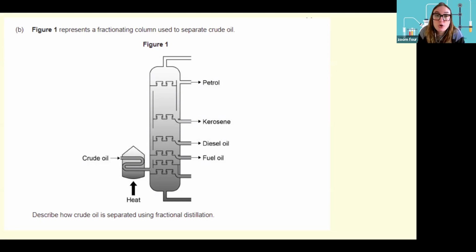Now, this question I've got on the screen for you is actually a 4-mark question. And it talks about how crude oil is separated. So let's read through it together. Figure 1 represents a fractionating column used to separate crude oil.